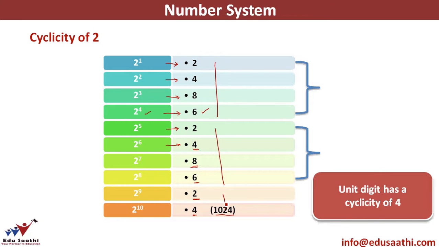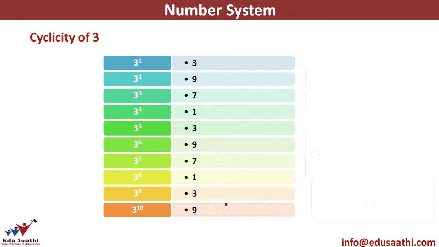Let's look at the case of 3 now. If I'm looking at the cyclicity of 3, I'll follow the same thing. 3 raised to power 1 ends in 3. 3 squared, 9. 3 cubed, 27, I'll keep 7. 3 raised to power 4, 81, I'll keep 1. 3 raised to power 5. So I will only keep the unit digit and I will not keep the rest of the digits.